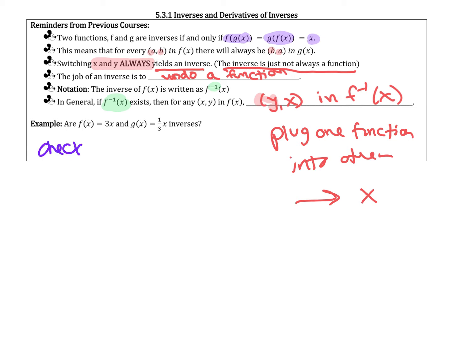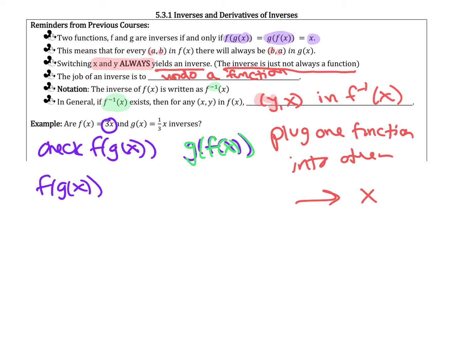So what we need to check is what happens when we look at f of g of x, and we're also going to check what happens when we look at g of f of x. Okay, so if f of x is 3x, then f of g of x, meaning I'm plugging g in for x in my other function, is going to be 3 times the thing that I'm plugging in, which is 1/3 of x. Well, 3 times 1/3 of x is equal to x, which is what we needed it to be. So we have successfully checked that.